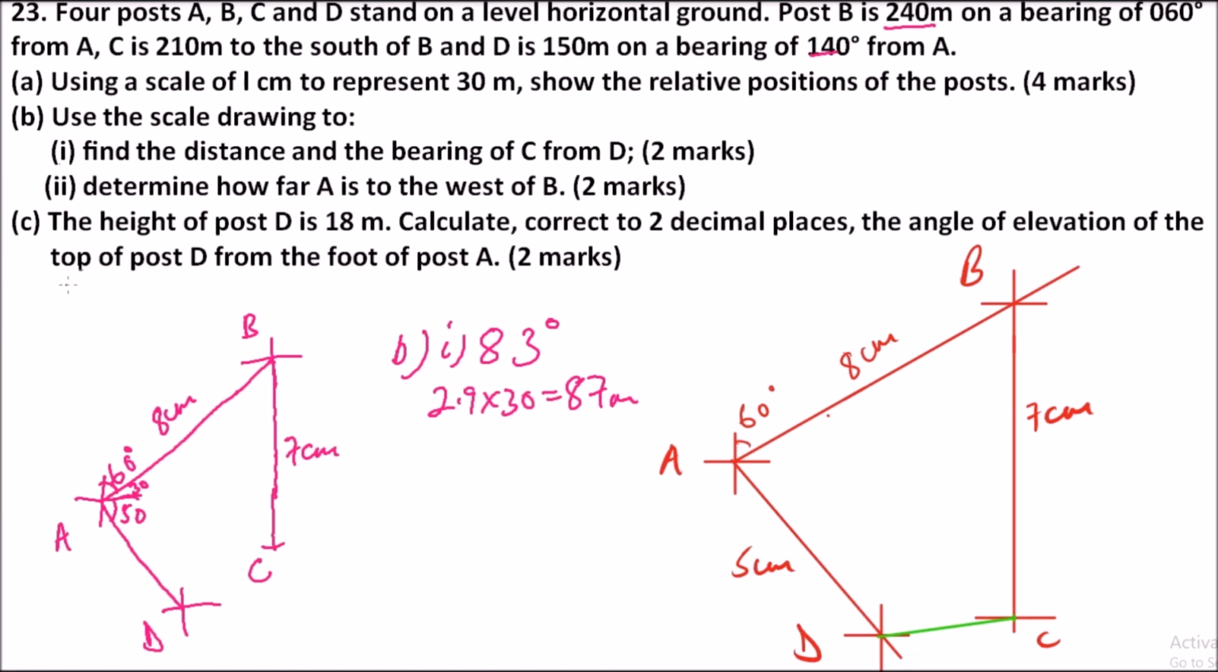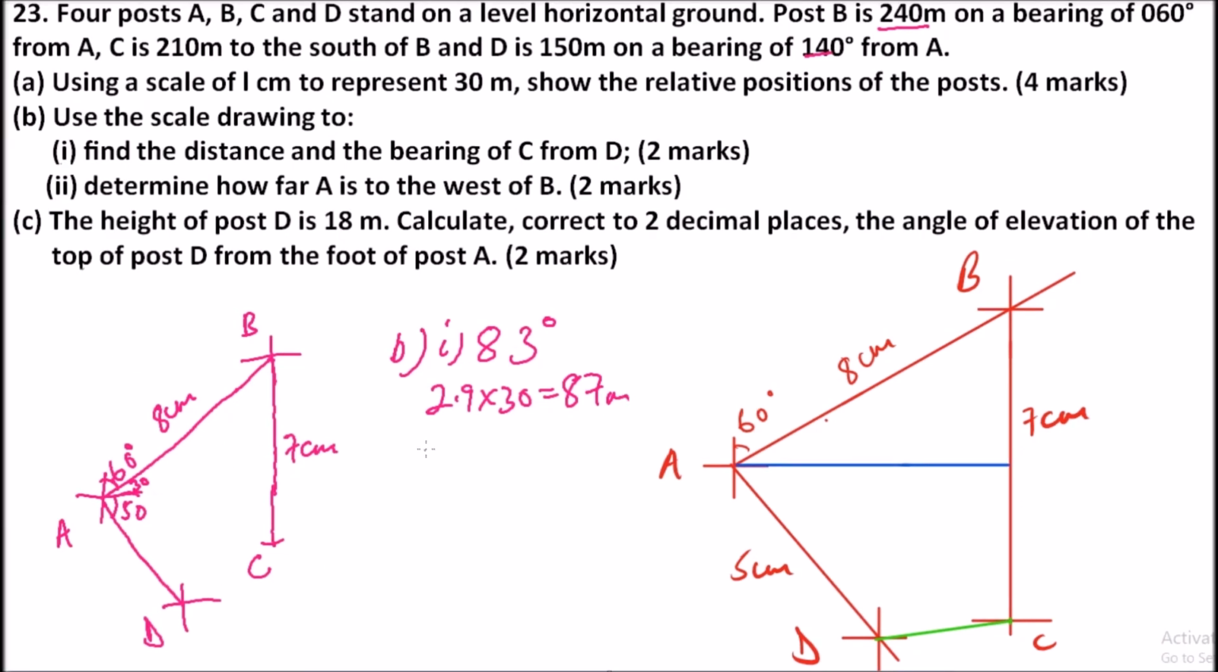We go to C. Before we go to C, we look at Roman number 2 of B. Determine how far A is to the west. So I have drawn a line here, which I found is 6 centimeter. So it means it is 6 multiplied by 30, and that is giving me 180 meters. So A, we say A is to the west of B.